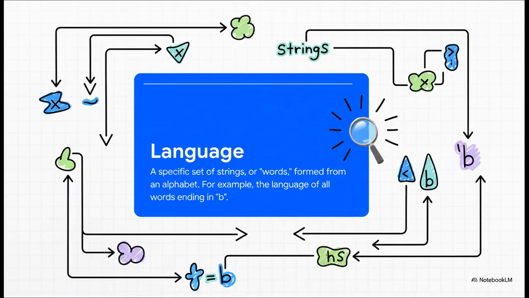So once we have our alphabets, our building blocks, we can then define a language. And a language is really just a specific set of words that we've decided are the valid ones, the ones we're interested in. It's basically the complete collection of all the patterns we want to be able to find. So, for example, our language could be all the words that end with the letter B.